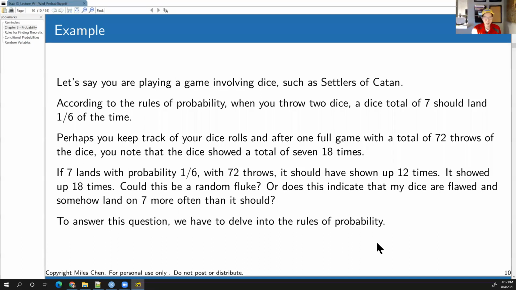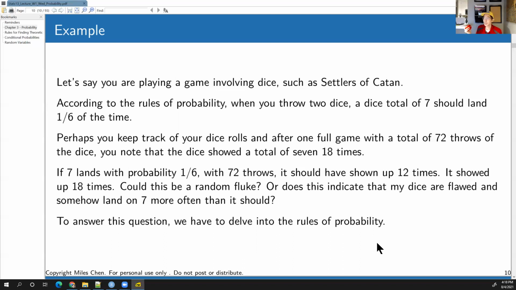So you throw your dice, and let's say you keep track of all of the dice throws that happen in a game, right? And you say, all right, we ended up throwing the dice 72 times so far, and look at this. The number 7 showed up 18 times out of 72, right? And you say, if these were fair dice, where the number 7 shows up with probability 1 out of 6, okay? With 72 throws, it should show up 1/6 of the time. I should only get 12 number 7s, okay?